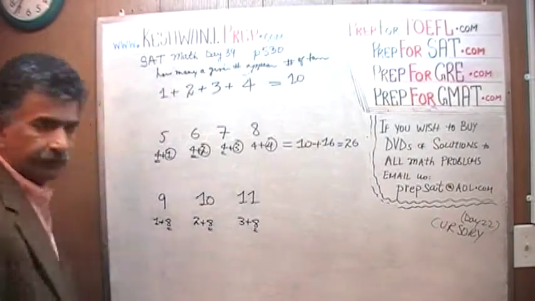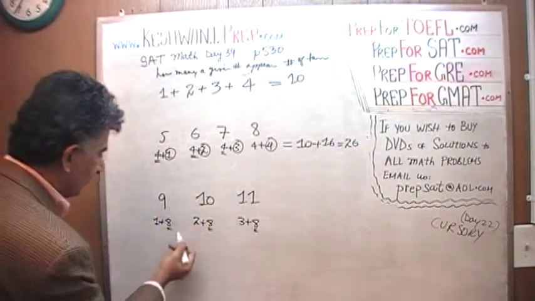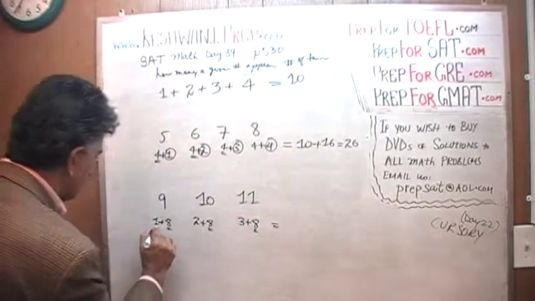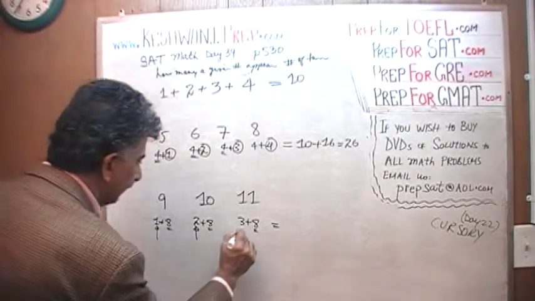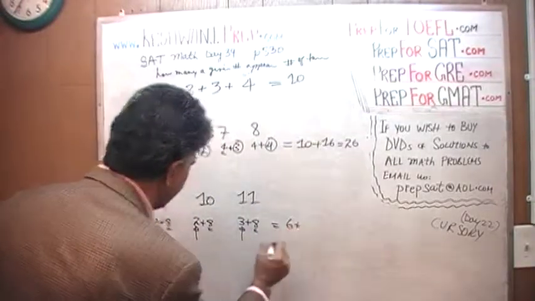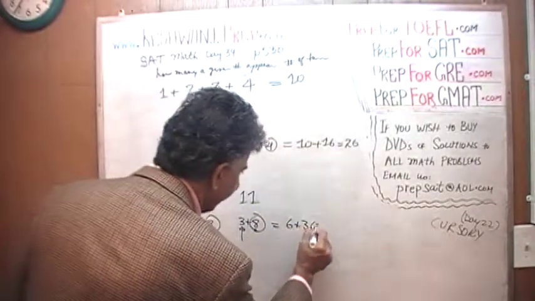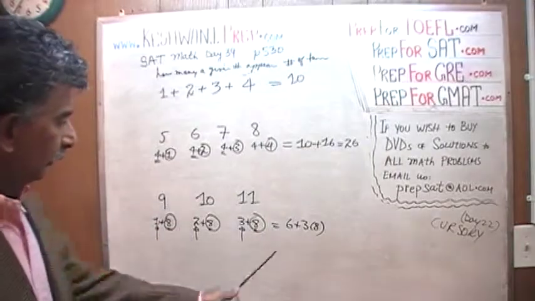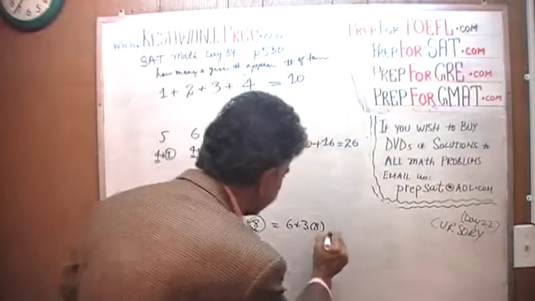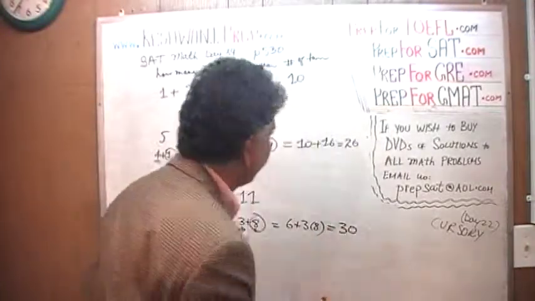So the sum of these three numbers is going to be 1 plus 2 plus 3 is 6, plus we have 3 8s. 3 times 8, which is 24. 24 plus 6 is 30. Voila.